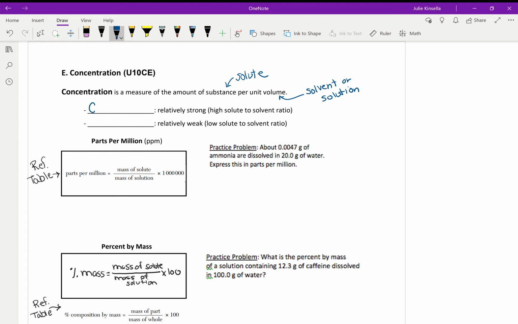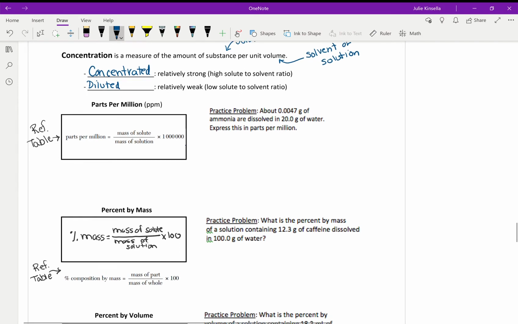If we talk about a solution that's concentrated, that means it's relatively strong in comparison to something else. However, if something's diluted, that usually means it's relatively weak, meaning you have very little solute in your solvent or in the total solution. So just two terms to be aware of.